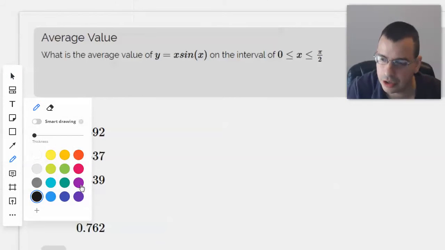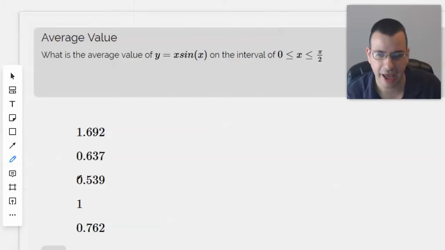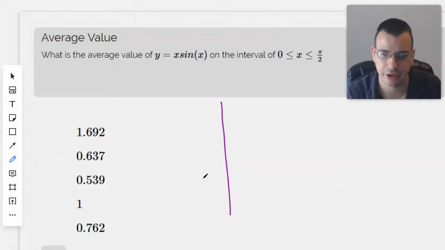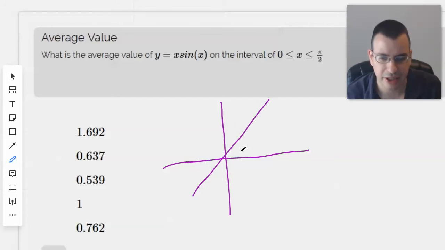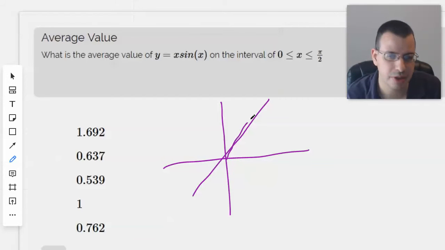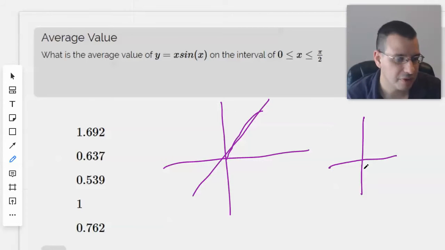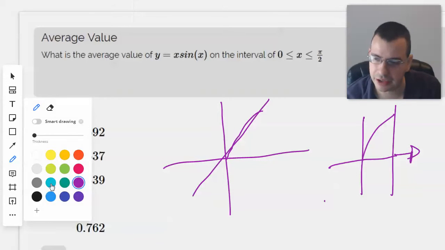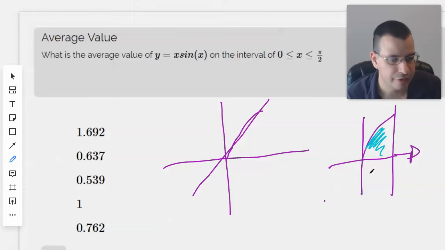So, color purple. If we have y equals x, something like this, sine of x is kind of like, let's see, pi over 2. So it would go from here to maybe there, because sine of pi over 2 is 1. So maybe the graph looks something kind of like that. And the idea is we will find this area under the curve, and then divide by pi over 2, and that'll give us the average.